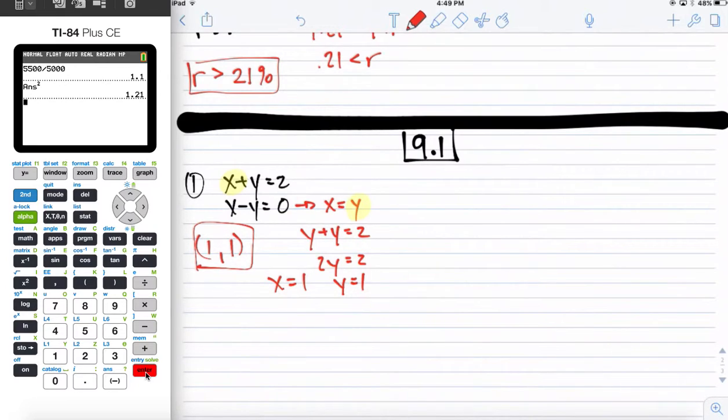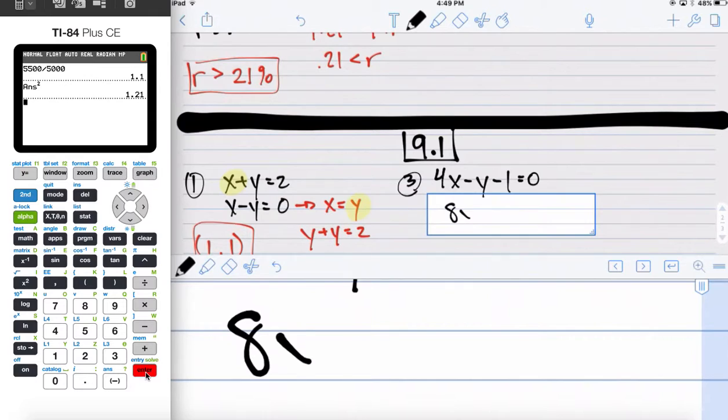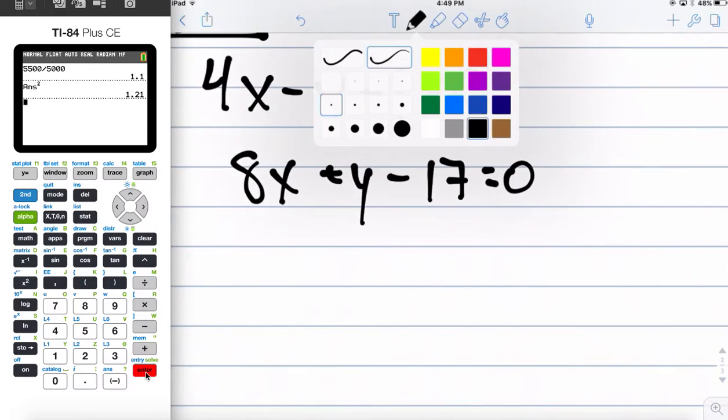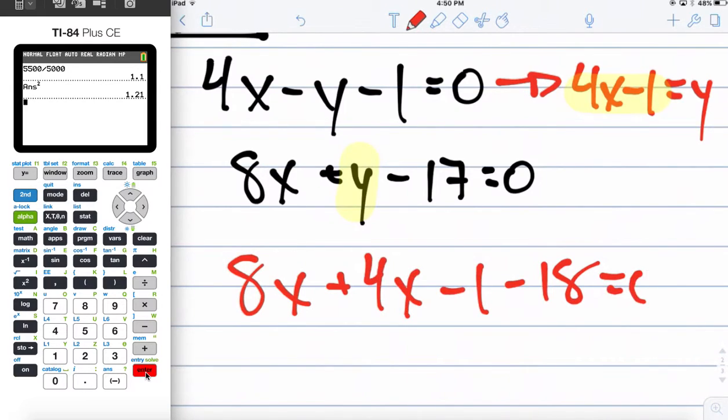Right, for number 3, we get 4x minus y minus 1 is equal to 0, and we get 8x plus y minus 17 is equal to 0. Alright, so we'll use substitution. I'm going to take that top equation and move the y to the other side. Then take this thing right here and put it right here. So I end up with 8x plus 4x minus 1 minus 17 is equal to 0.